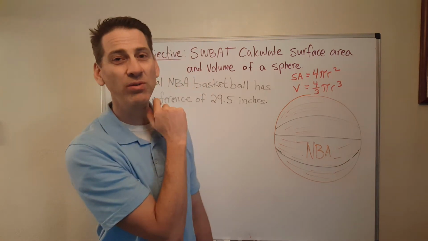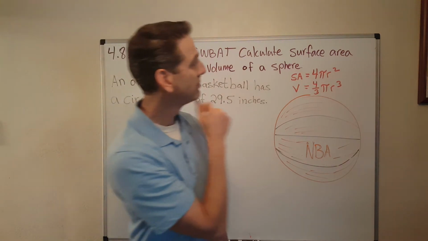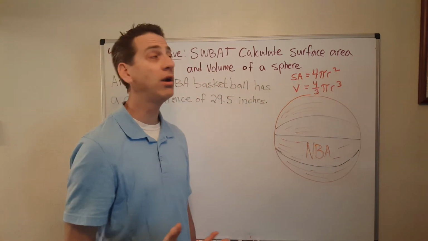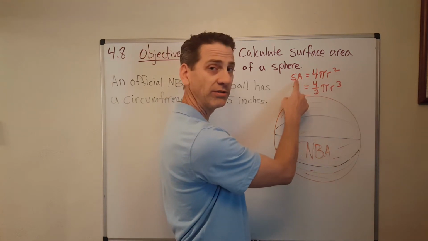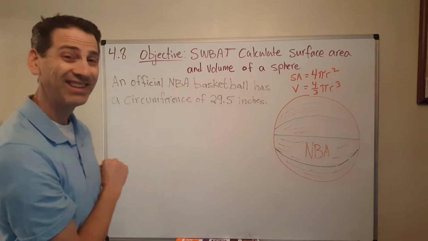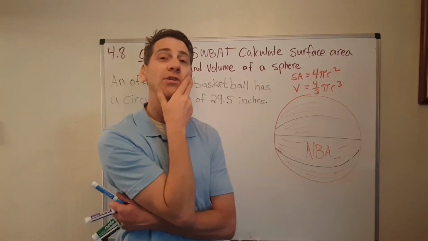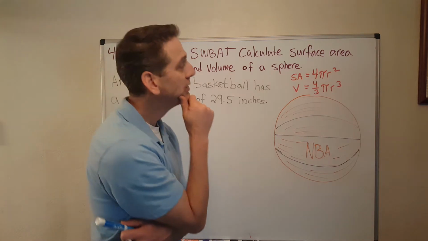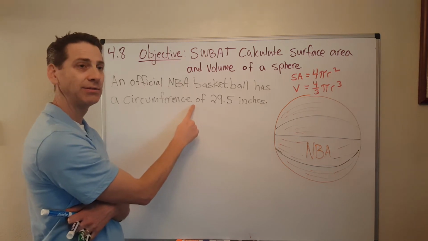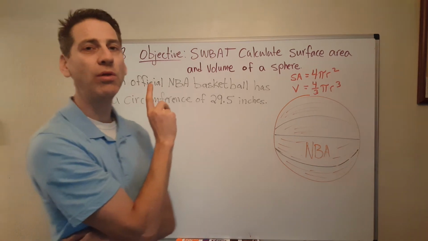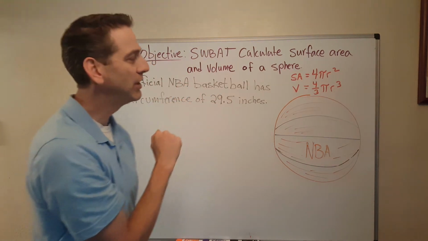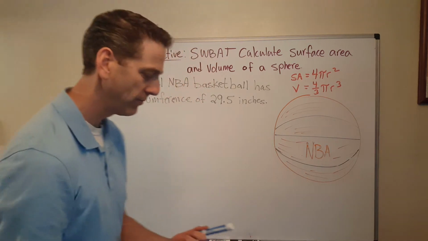So what's the unknown there? R is the unknown. We need to know r if we are going to find the surface area. Did they give us the radius? They did not. So we're going to have to do some thinking here. They did not give us the radius, but they did give us the circumference. So I'm going to need to know the formula for the circumference of a circle, because a sphere is just a three-dimensional circle.